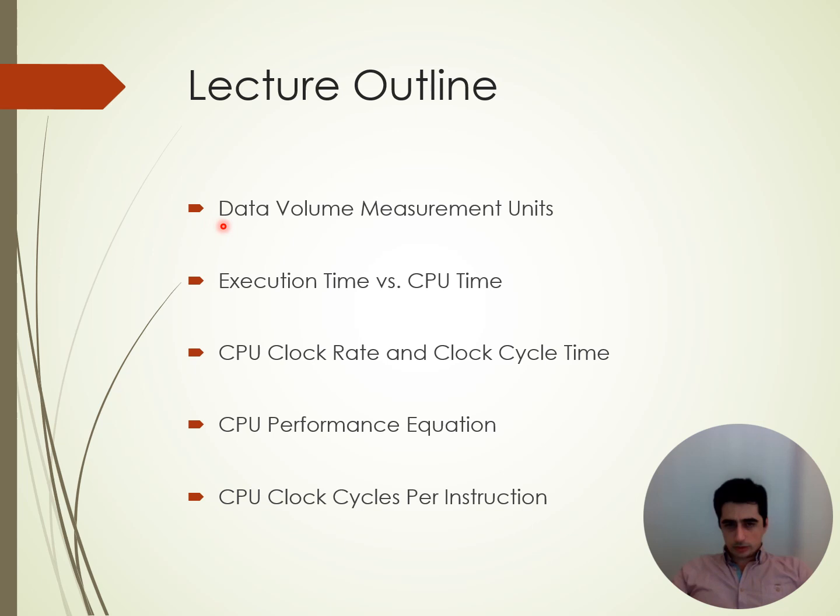First, I'm going to introduce the measurement units of data volume. Then we're going to talk about the difference between execution time and CPU time for a given computer process. Then I'm going to define and explain CPU clock rate and CPU clock cycle time and the difference and the relationship between the two. Then I'm going to introduce the classic CPU performance equation. And finally, we're going to see the definition and some examples about CPU clock cycles per instruction.